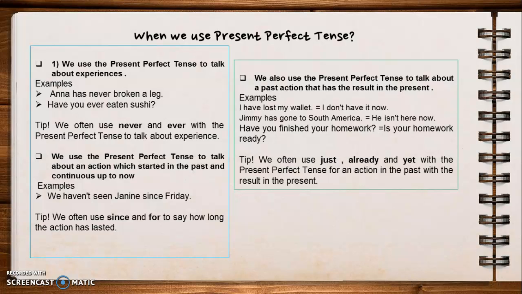Okay, the third, we also use the present perfect tense to talk about past actions that have a result in the present. Jadi kita menggunakan present perfect tense untuk mengatakan aksi yang telah terjadi dan memiliki dampaknya sampai sekarang. For example, I have lost my wallet. It means I don't have it now. Jadi kita tidak memiliki wallet itu sampai sekarang.